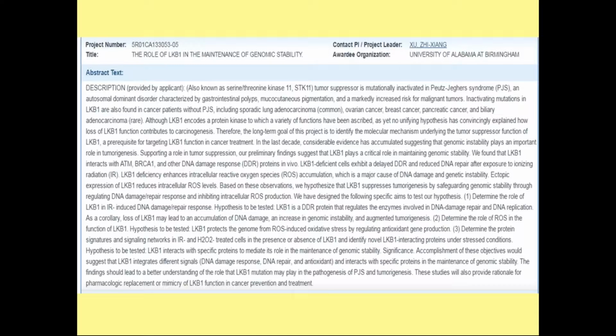And I love this at the end: these studies will also provide rationale for pharmacologic replacement or mimicry of this function in cancer prevention and treatment. It doesn't say we're going to come up with a therapy, and I would caution you against doing that. But saying something to the effect of, these studies will help us understand it so we can come up with better therapies, I think that's quite reasonable.